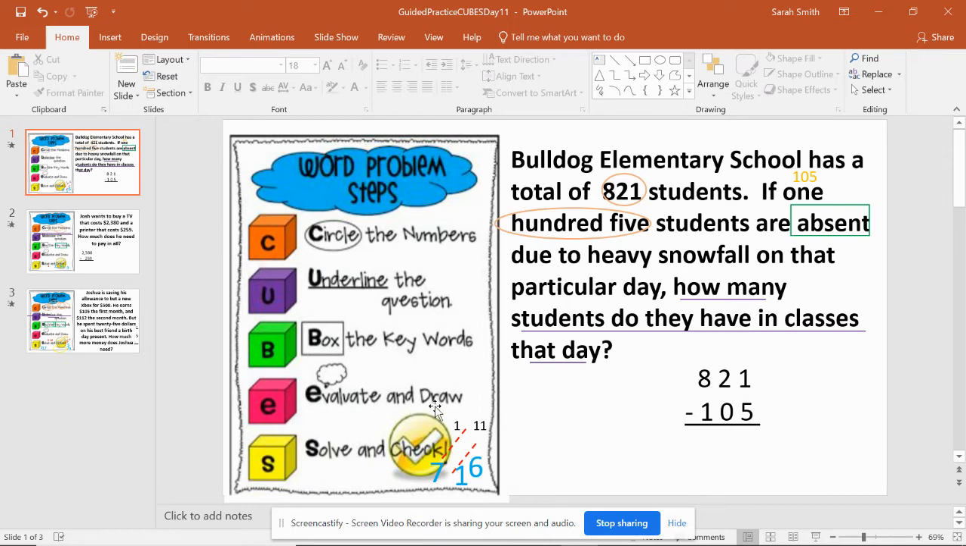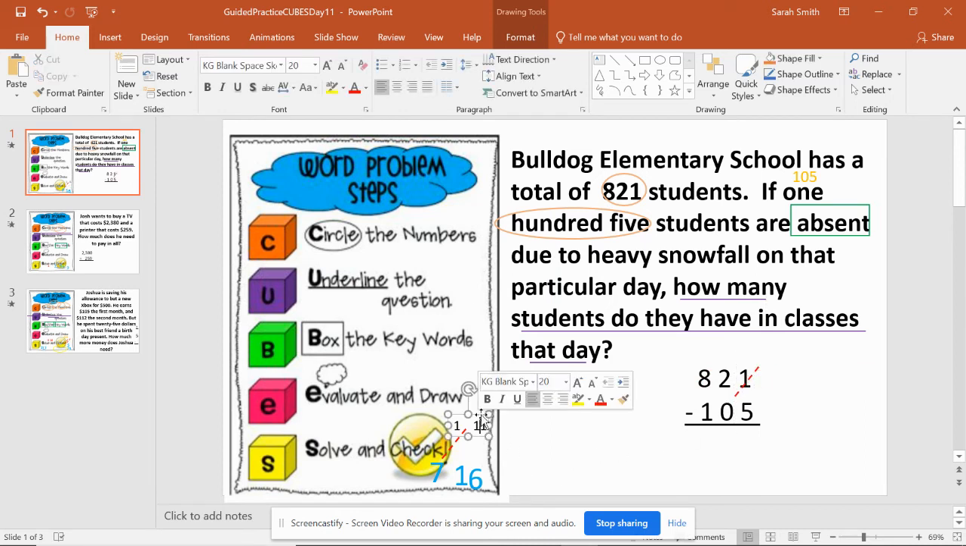Evaluate and draw. So evaluate, how are we going to solve this problem? Eliminate any extra information. We don't really have any extra information, so that's okay. So we're going to go ahead and solve the problem now. So the first thing I'm going to look at, can I subtract 1 minus 5? I cannot. So that 1 actually becomes an 11. So I'm going to cross it out with my little dashed line here.